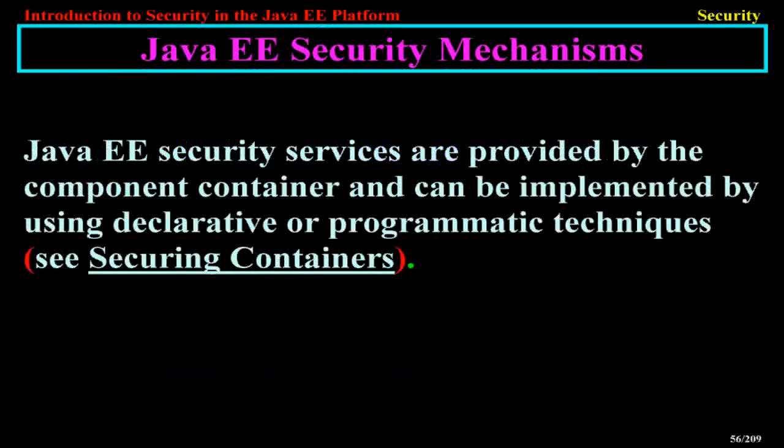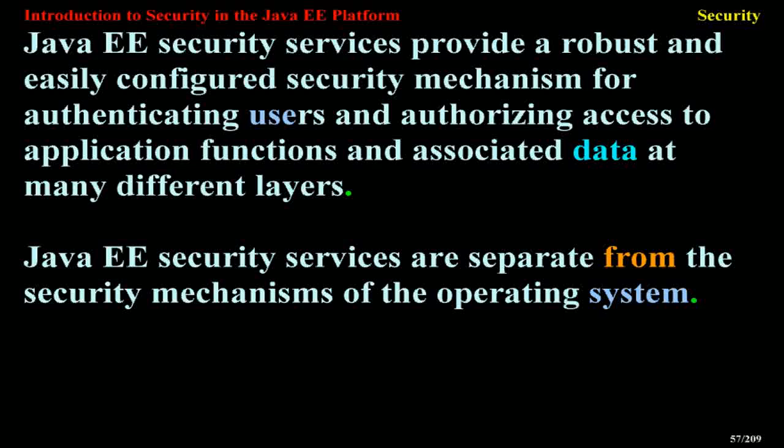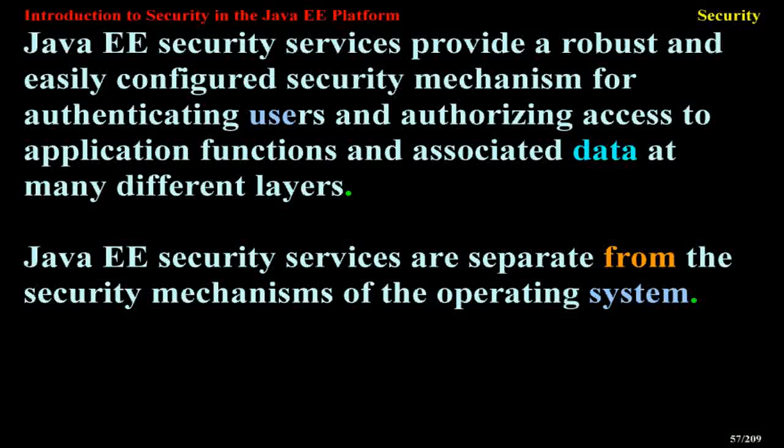Java EE security services are provided by the component container and can be implemented by using declarative or programmatic techniques. See securing containers. Java EE security services provide a robust and easily configured security mechanism for authenticating users and authorizing access to application functions and associated data at many different layers. Java EE security services are separate from the security mechanisms of the operating system.